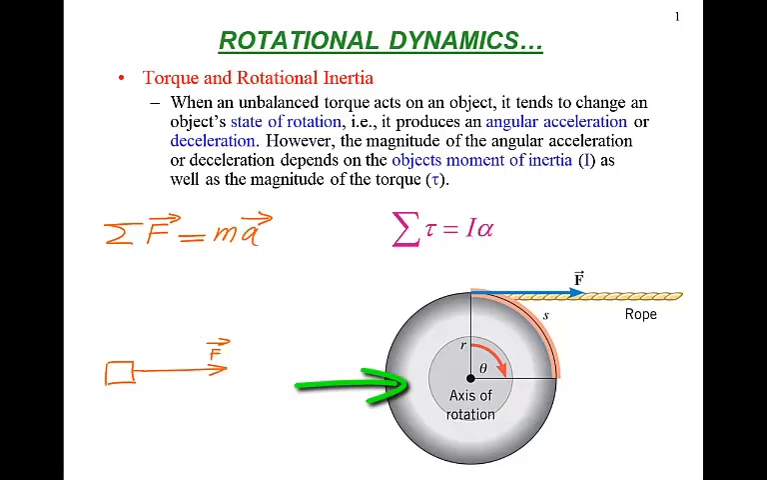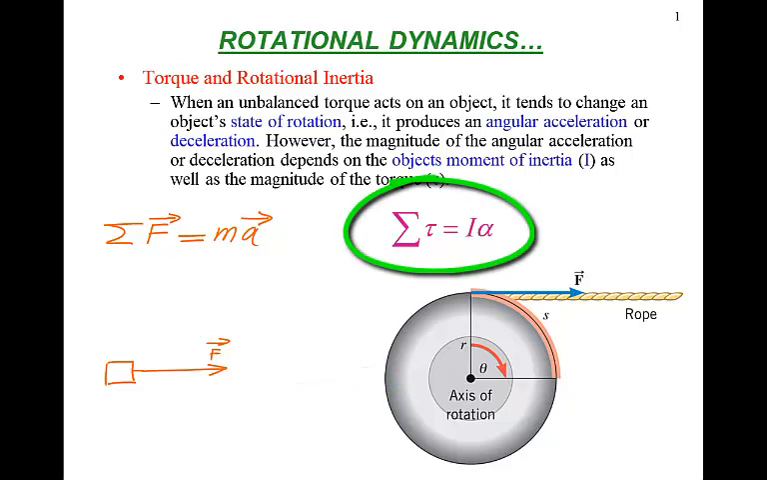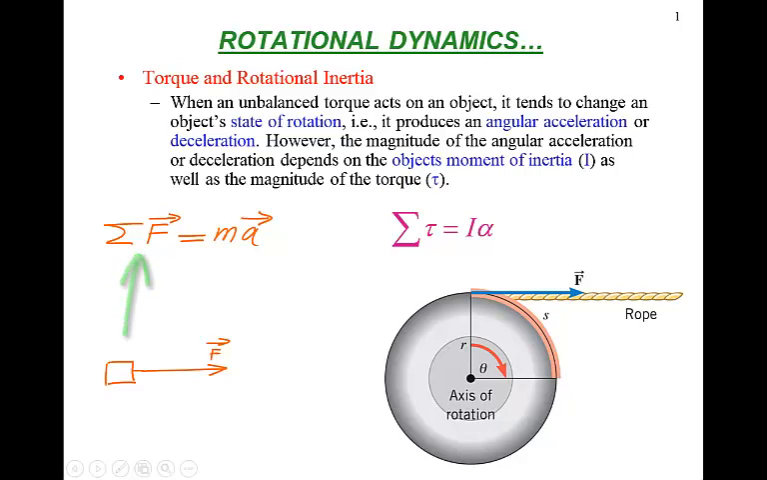In a similar way, the spinning cylinder can be studied using Newton's second law for rotational motion. This law can be easily extracted from the sum of the forces equal ma equation. Instead of the net force, we are going to have the net torque. Instead of the mass, which is the linear inertia, we are going to have the rotational inertia, also known as the moment of inertia. And finally, instead of the linear acceleration a, we are going to have the angular acceleration alpha.